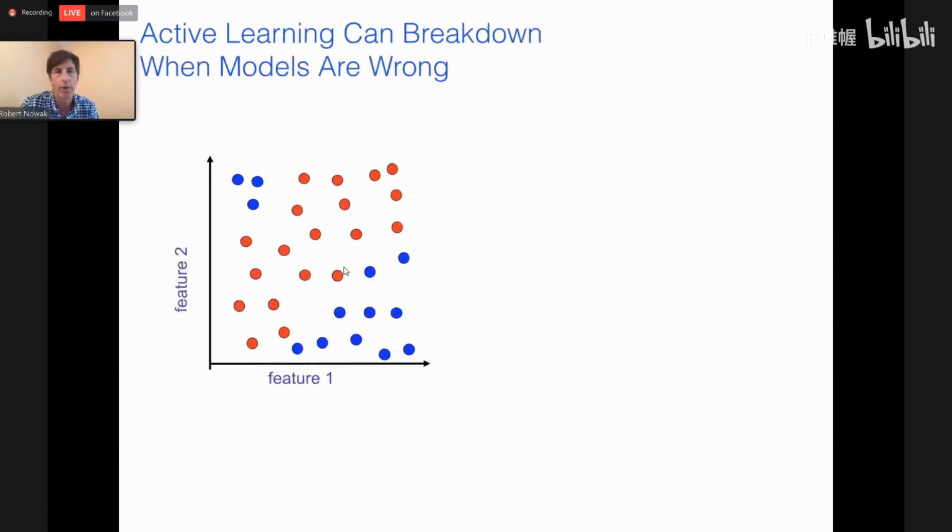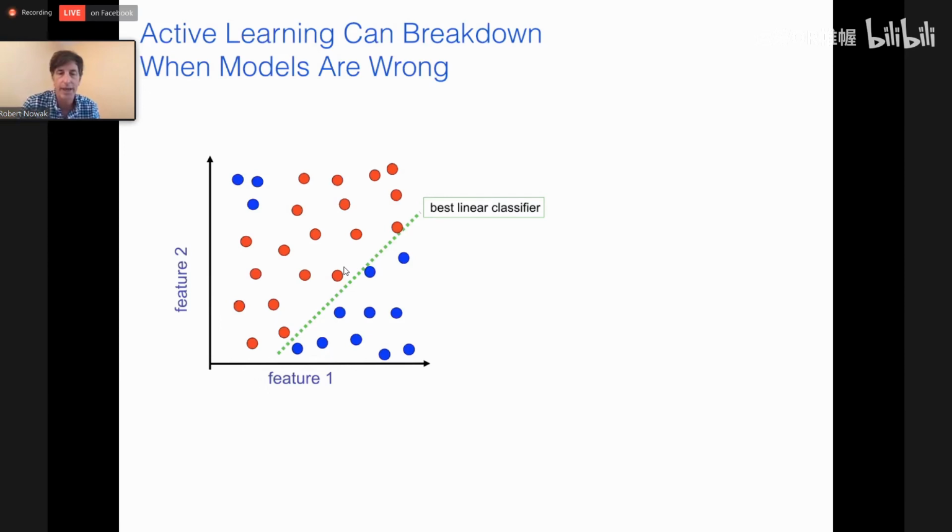Okay, so let me just say a little bit about how active learning can break down when models are wrong. Here I'm showing you a simple two-dimensional case. Again, here's our entire labeled data set. And what you can see here is this set of labeled data are not linearly separable. If I use a linear classifier, the one I hope that I learn is this guy right here. That's the best linear classifier.